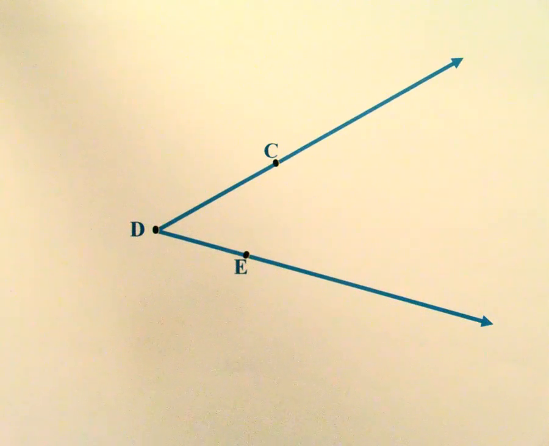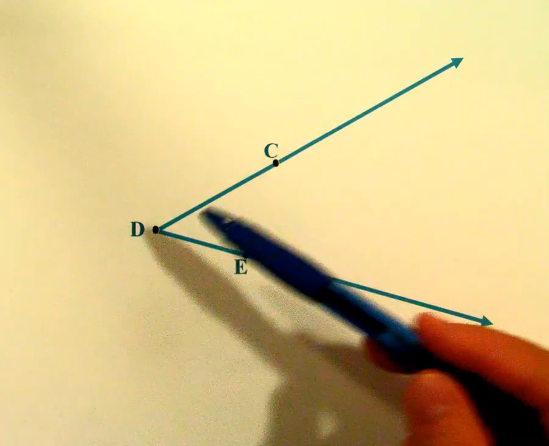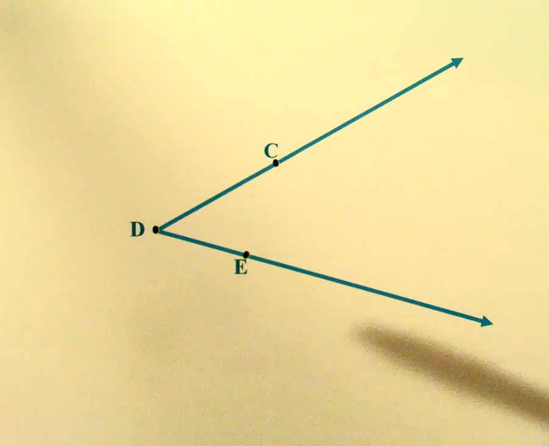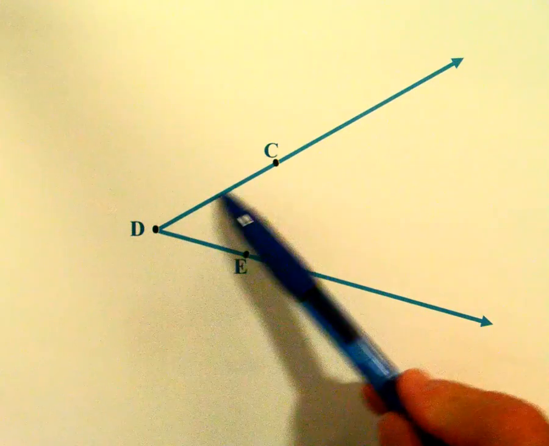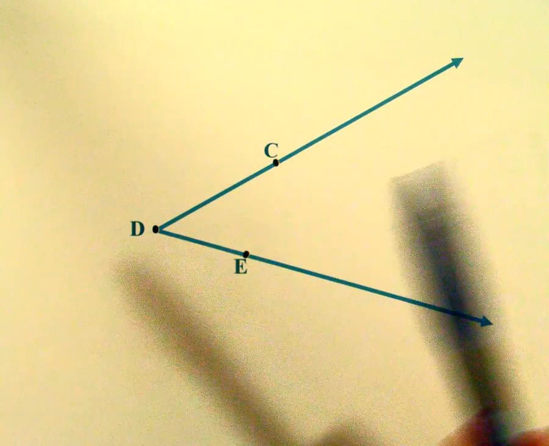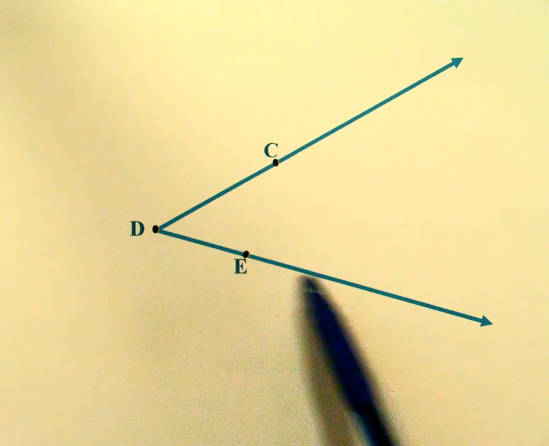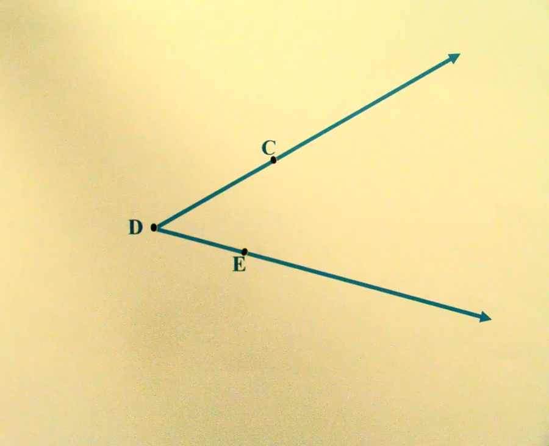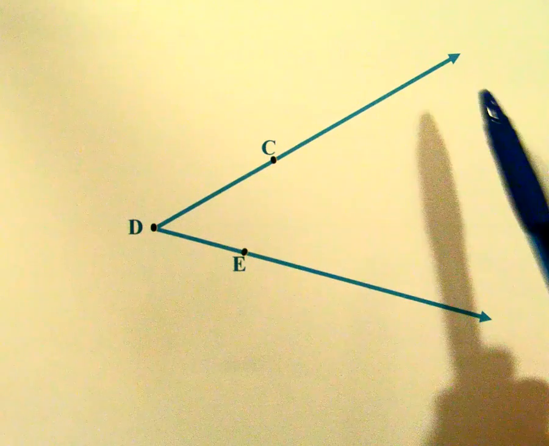Angles. How are we going to talk about angles? Well, first off, the definition of an angle. An angle consists of two rays, different rays, with a common endpoint. So we have the ray DC that begins at D, goes through C, and continues. We have the ray DE that begins at D, passes through E, and continues. So an angle just keeps on going because it's composed of rays.